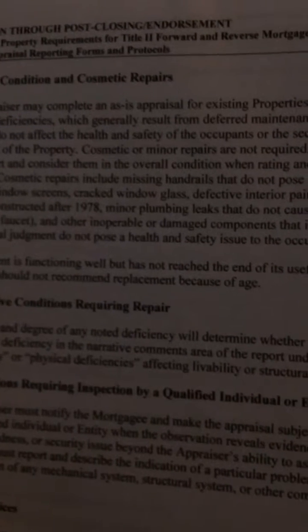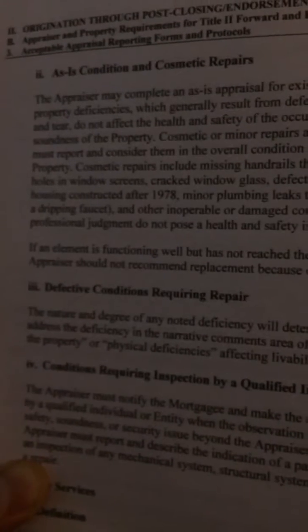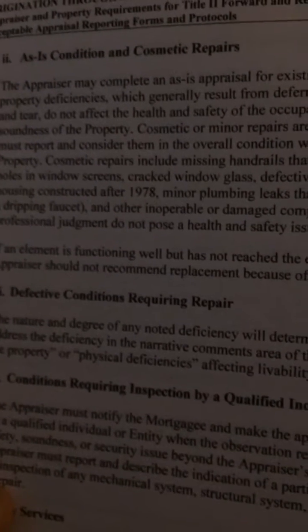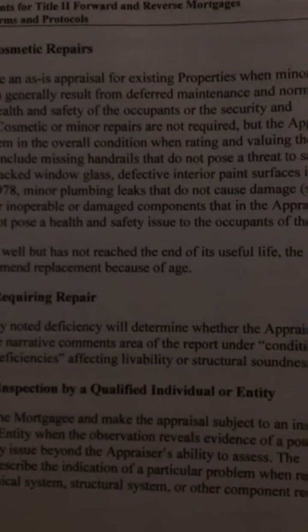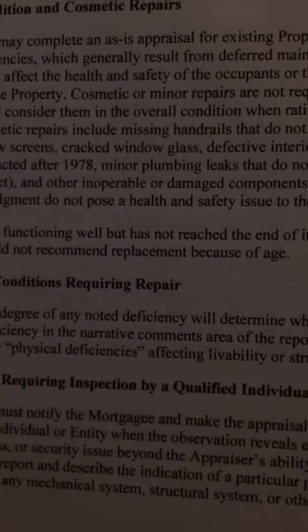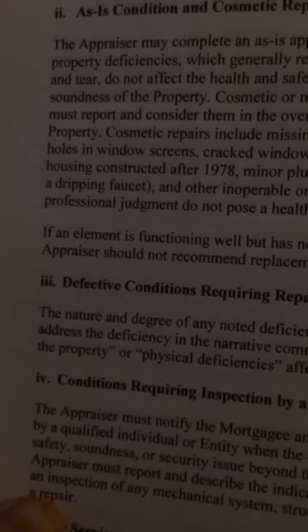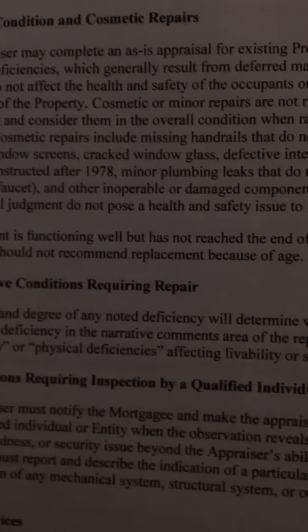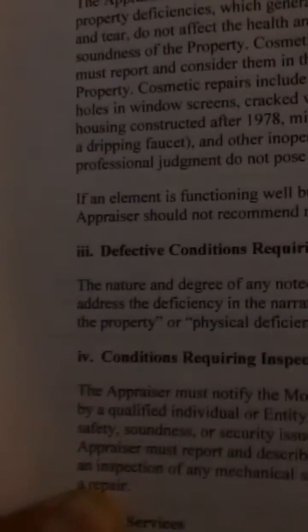holes in window screens, cracked window glass, defective interior paint surfaces in housing constructed after 1978, minor plumbing leaks that do not cause damage such as a dripping faucet, and other inoperable or damaged components that, in the appraiser's professional judgment, do not pose a health and safety issue to the occupants of the house.